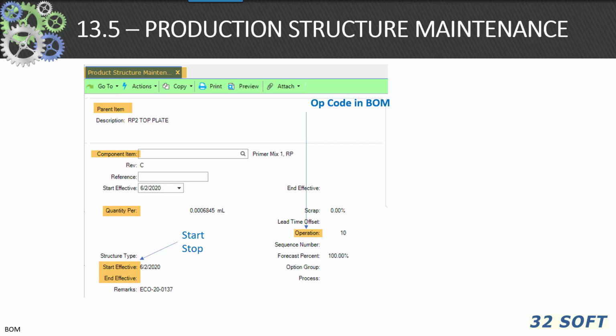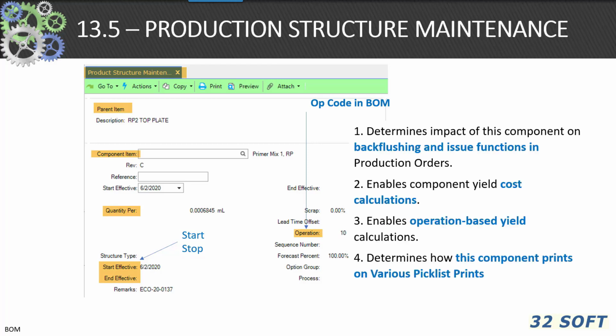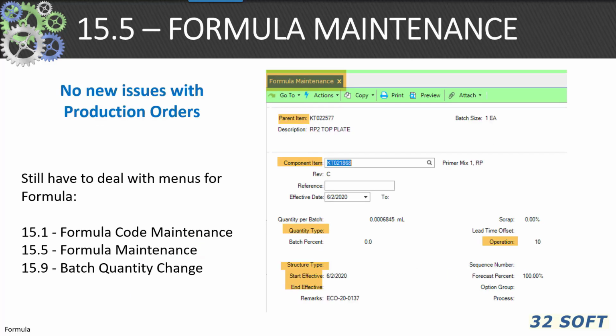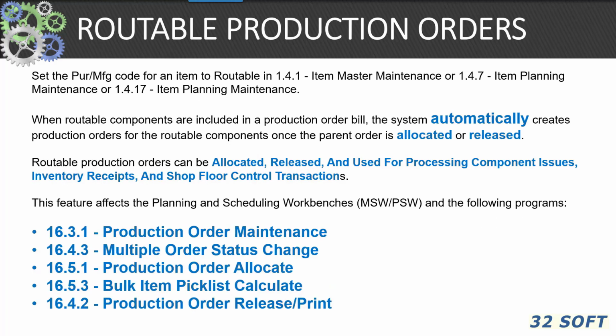It was there before, but now it plays an even more important part in the production order calculations. This determines the impact of this component on the backflushing and issue functions in production orders, enables cost and yield calculations, and determines how components are going to print on various pick lists. The 15.5 formula maintenance, not too much change there. Still got the operation. You still have to deal with 15.5 or 1.5 and 9 if you're going to change the formulas in their batch quantities.